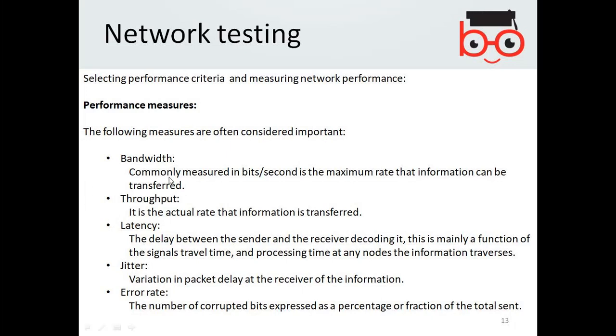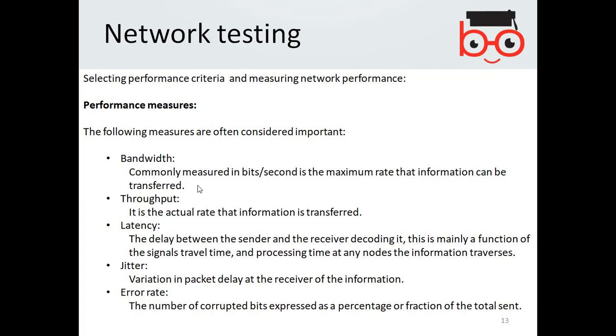So bandwidth, commonly measured in bits per second, is the maximum rate at which information can be transferred. If you remember, in the last slides we discussed bandwidth in detail, that how much data can be carried through a medium per second. So probably it could be digital in bits, and if it was bandwidth used in signals, then it was measured in hertz, cycles per second, frequency-wise.